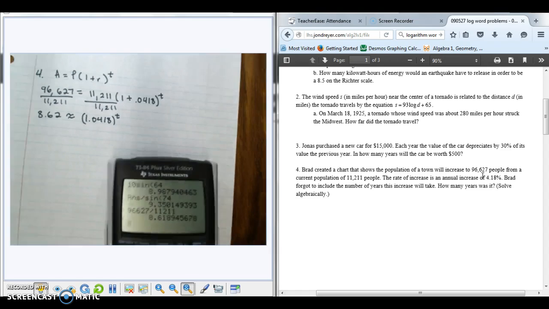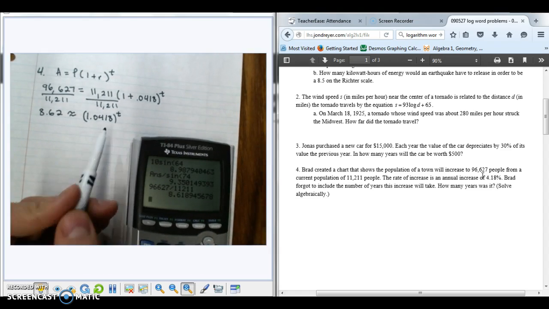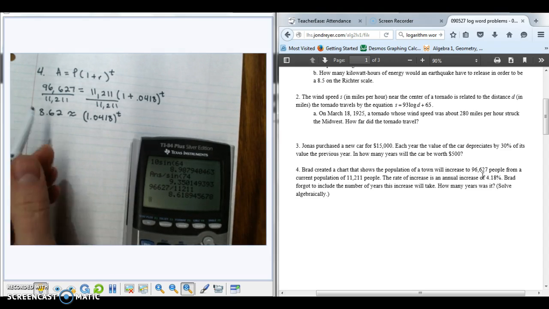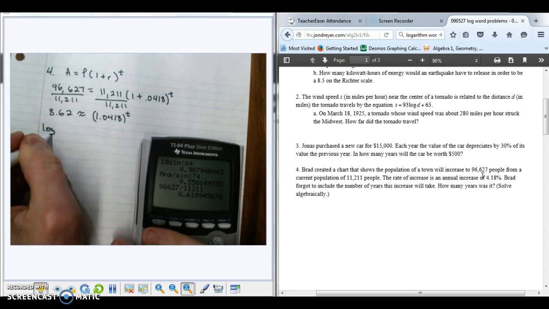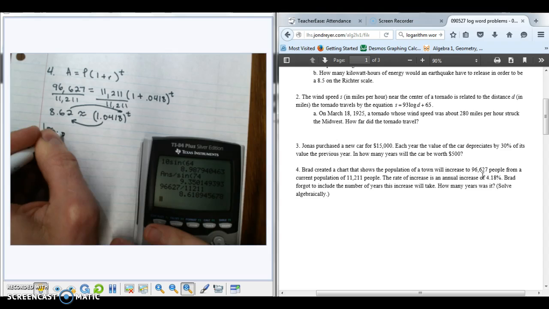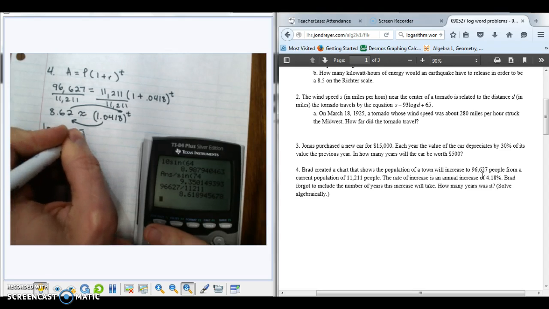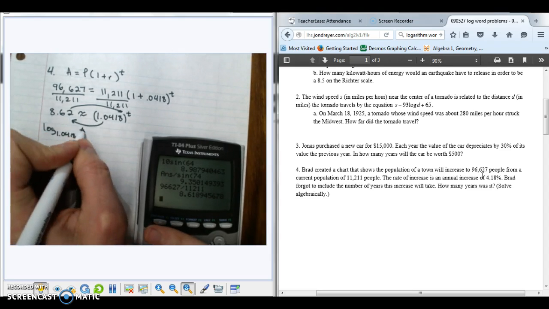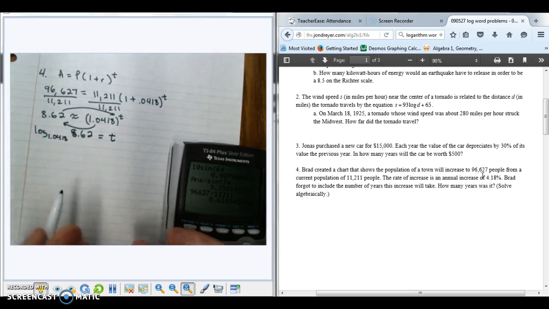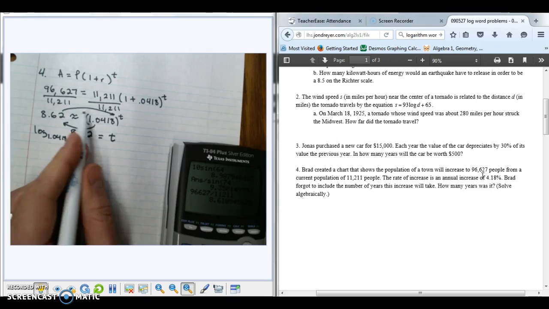All right, so now, I have t as an exponent. So how do I get it out of an exponent? Log it. Good. So it's going to be log base 1.0418 of 8.62 equals t. So log base this of this number equals t.